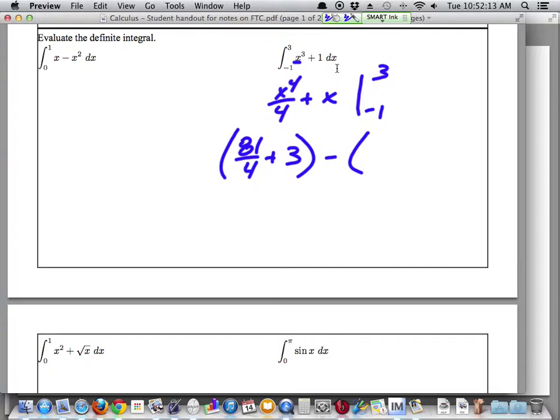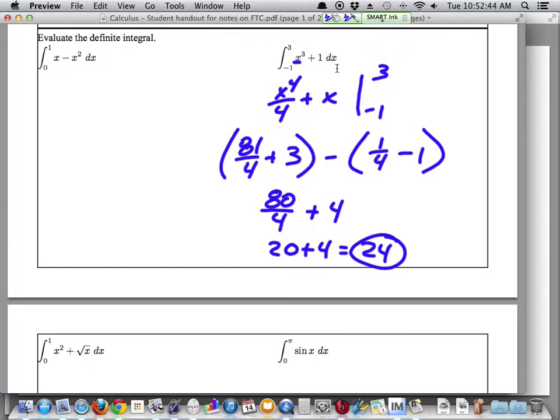So if I plug in the -1, that gives me 1/4 minus 1. And now it's just a matter of cleaning it up. So I have 81/4 minus 1/4 gives me 80/4, and then 3 minus a -1 gives me plus 4. Okay, 80 divided by 4 is 20. So this definite integral evaluated gives me 24.